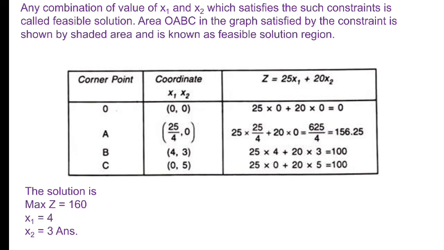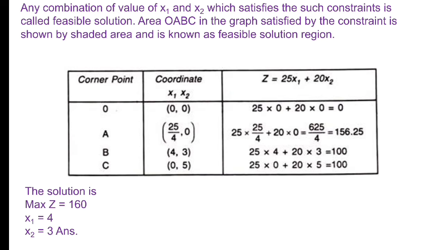25 into 4 plus 20 into 3: 100 plus 60, you will get 160. Then 0 comma 5: 25 into 0 plus 20 into 5, we will get 100. So the maximum value we get is at point B, 4 comma 3. So maximum Z equal to 160, with x1 equal to 4 and x2 equal to 3. This is the way we can formulate and then solve the graph problem.